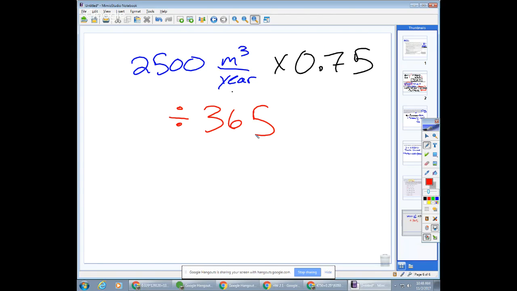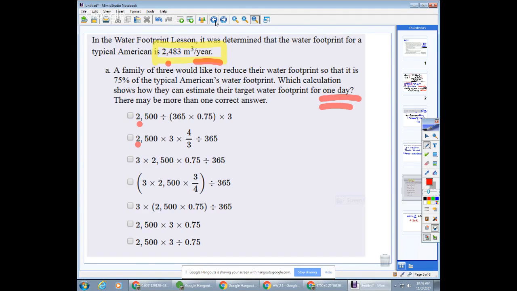Okay, so let's look back at our options and see which options might work here. Okay, the first one, something else to consider. This is for a typical American. We're doing a whole family of 3, so we do have to take that into consideration. So what are we going to do with the 3? Multiply by it. Yeah, it would scale this up from 1 person to 3 people.